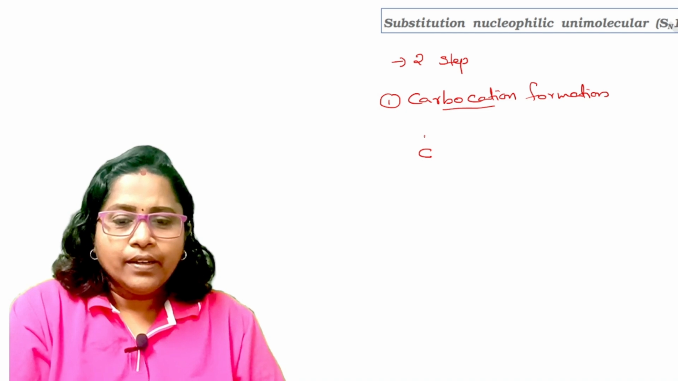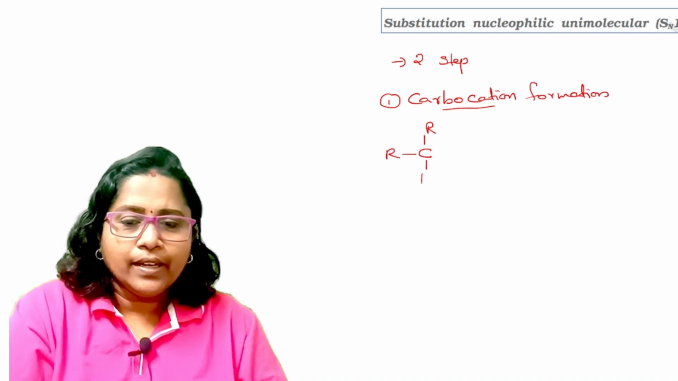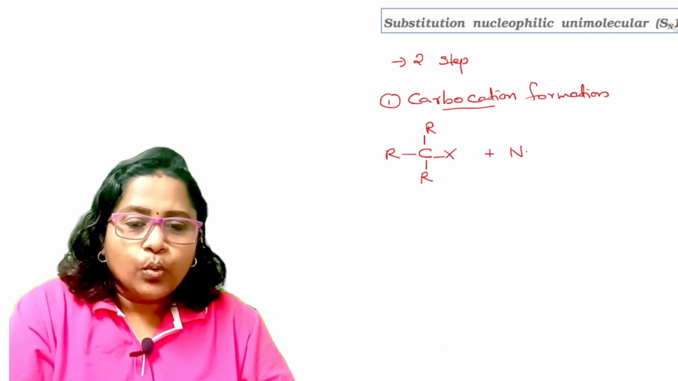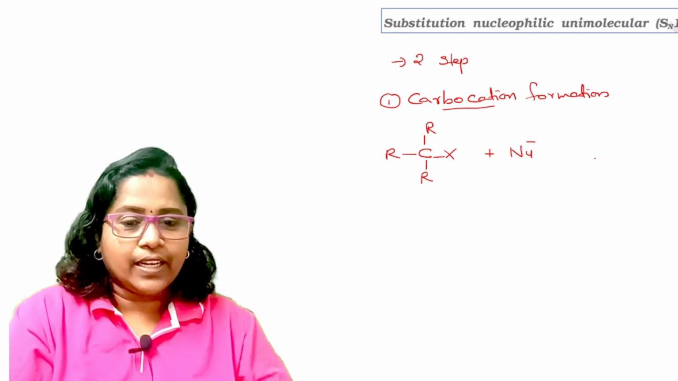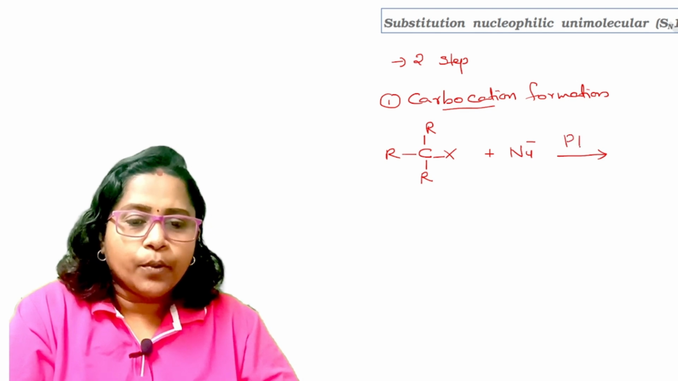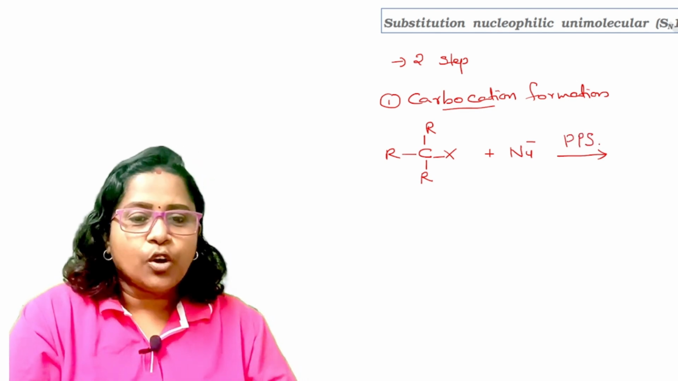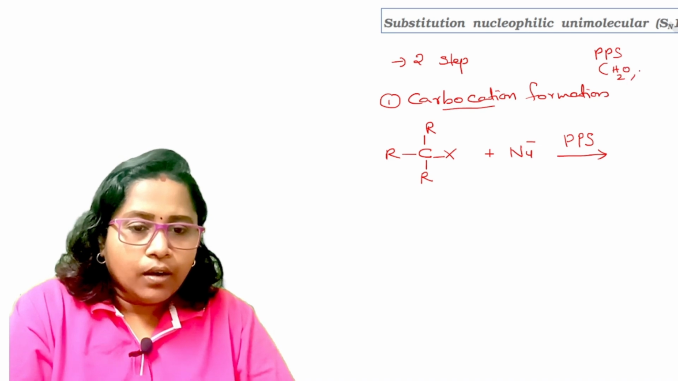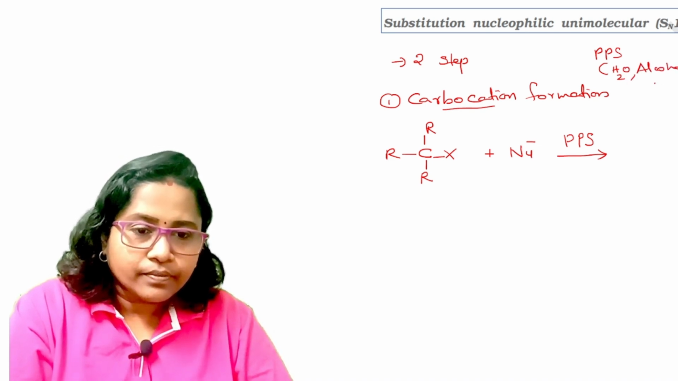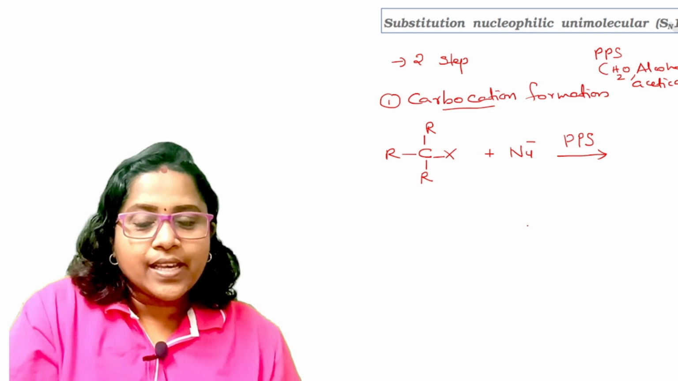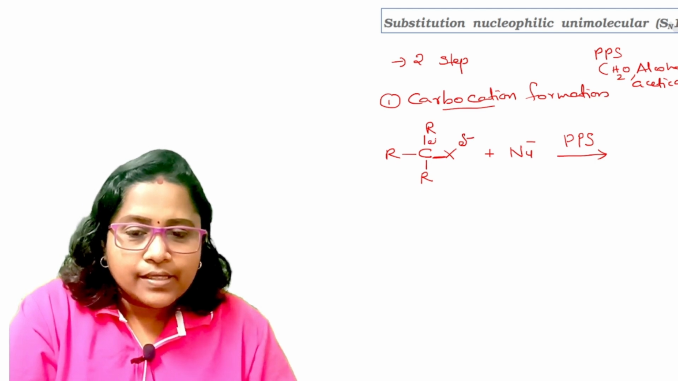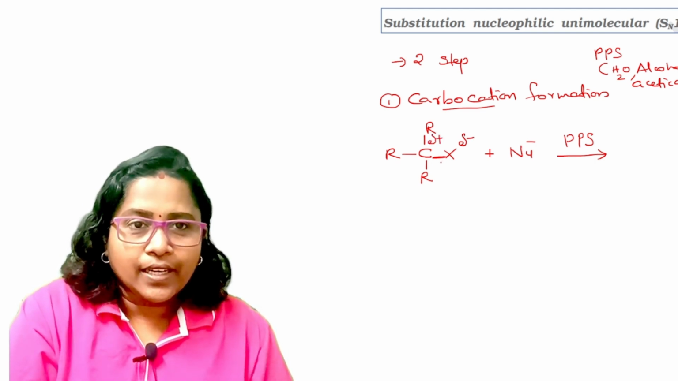See here, carbon. I'll take a tertiary haloalkane, where the halogen atom X is there. Then I'm adding a nucleophile here, a nucleophile with a negative charge, in the presence of a polar protic solvent. These polar protic solvents may be water, alcohol or acetic acid. So under the presence of polar protic solvents, what is happening? We know that this is a partial negative charge here, this is a partial positive charge, there is a polarity difference here, correct?